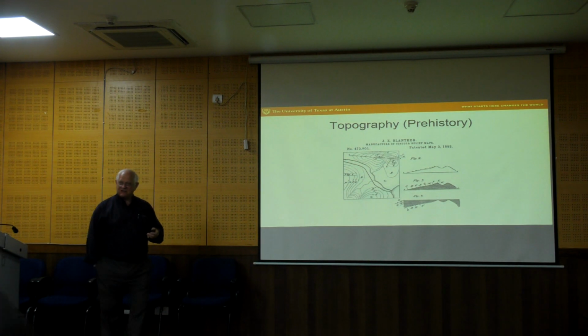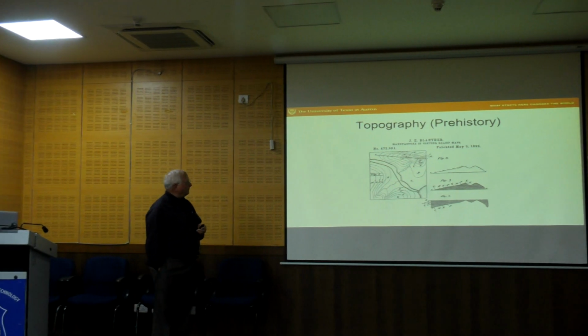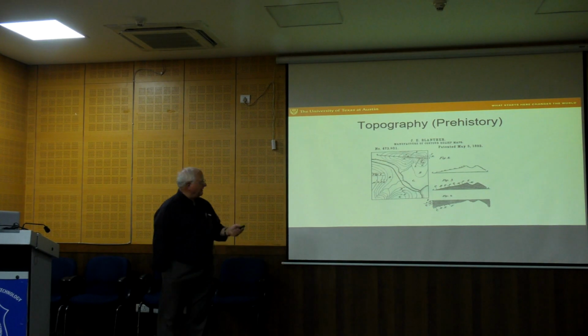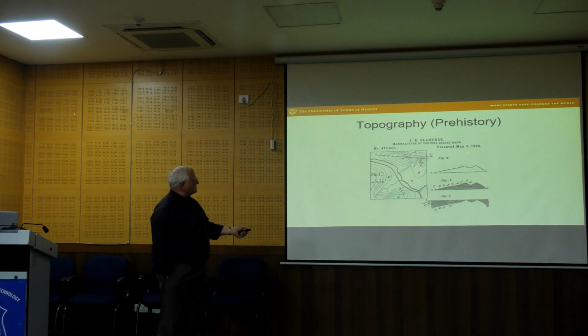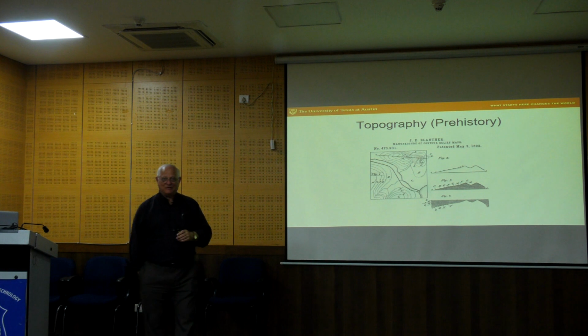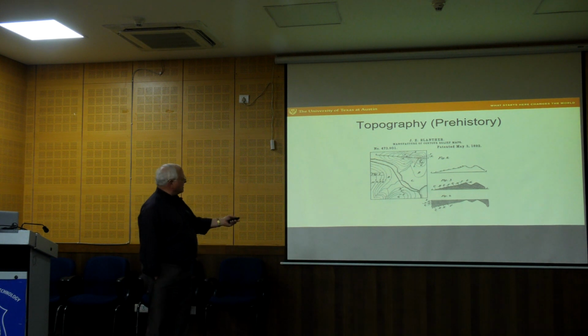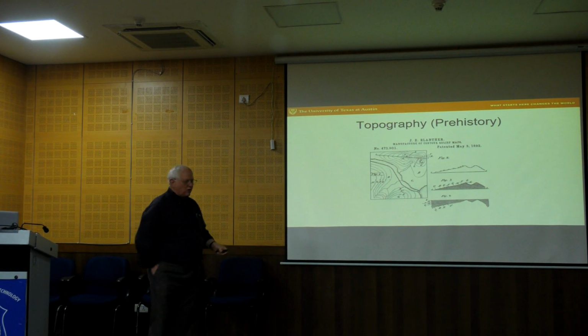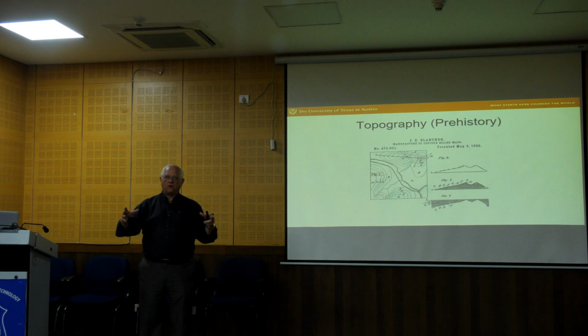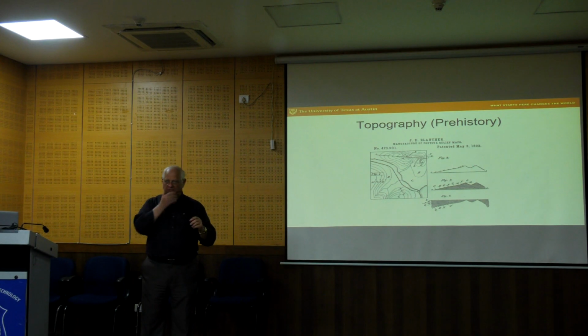Let's look at some of the prehistory. This is a figure from a prehistory patent. This is Blanford's patent. It was issued in 1892. And what it shows is this topograph, and what Blanford proposed to do is he would take an aerial photograph and create the topograph.